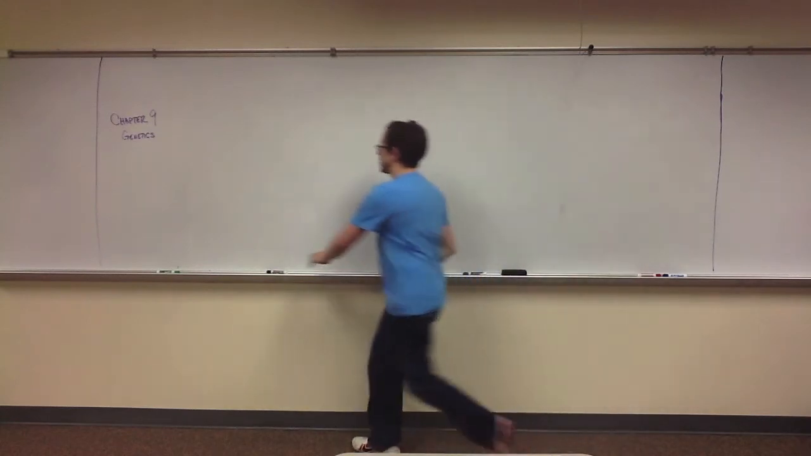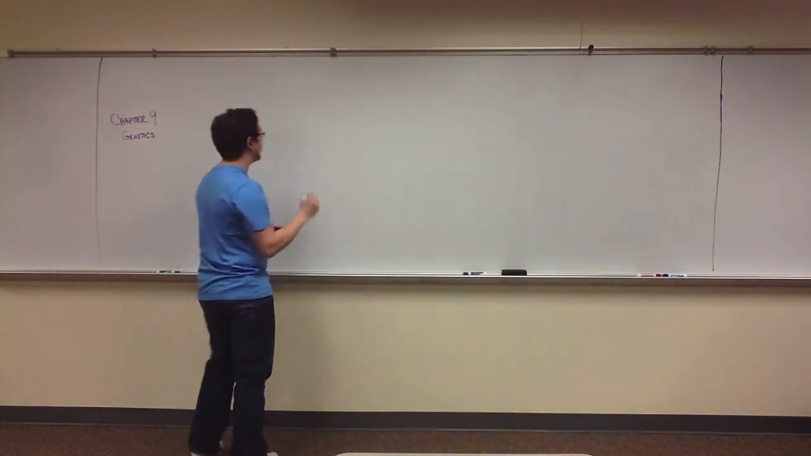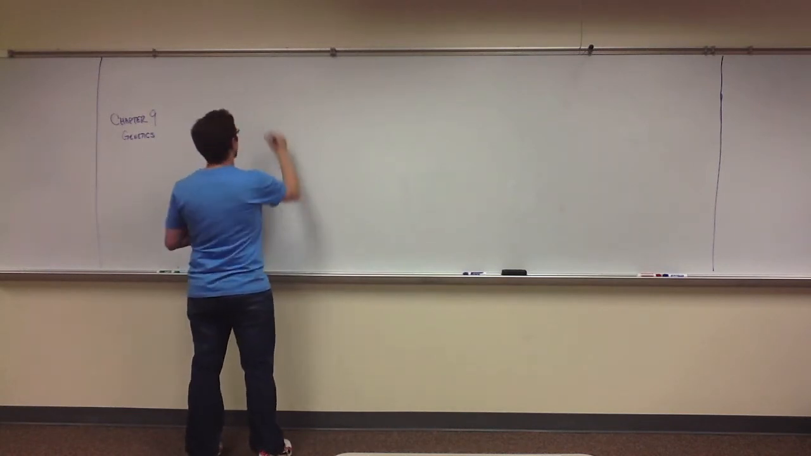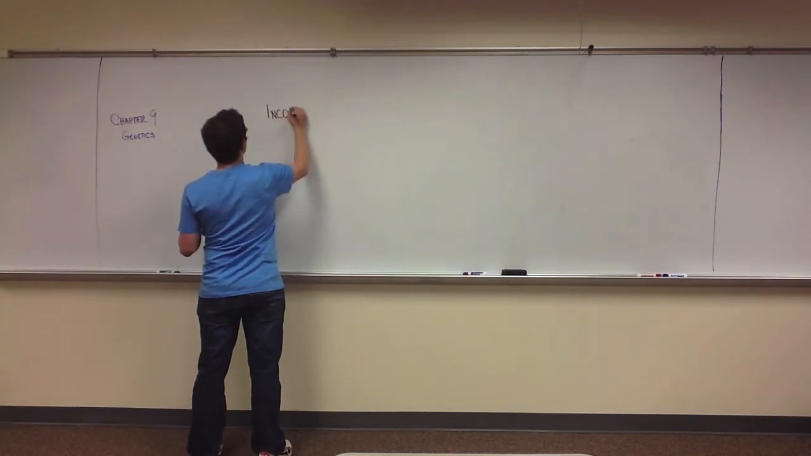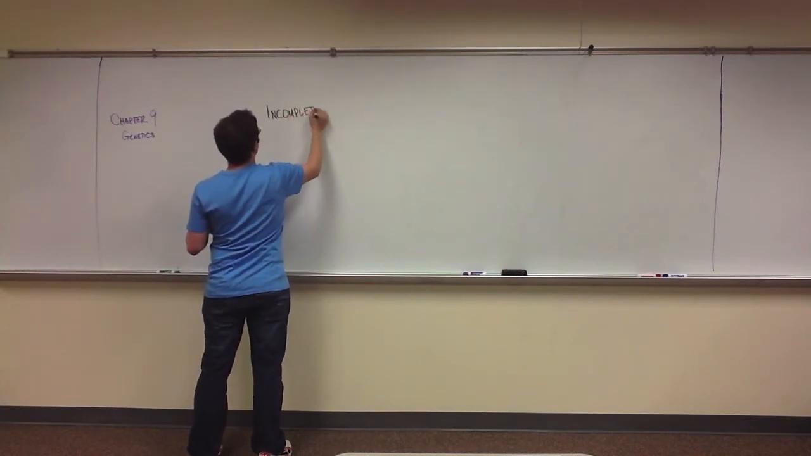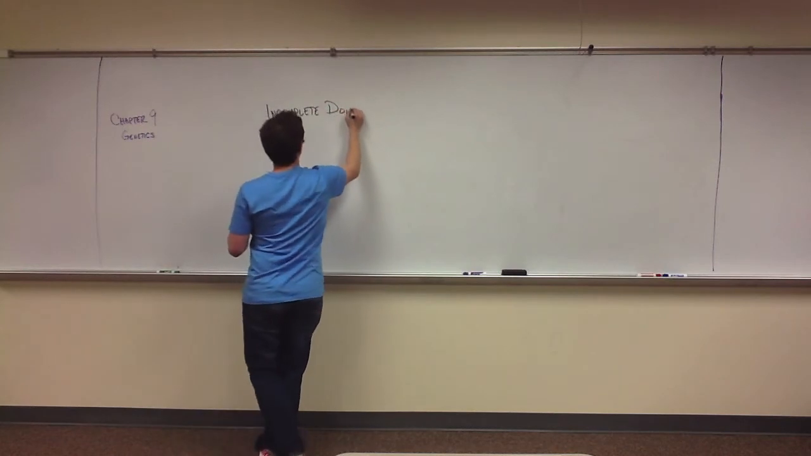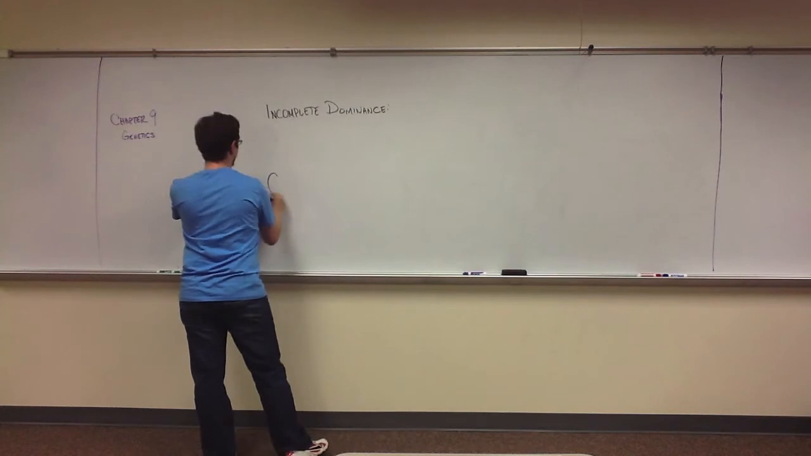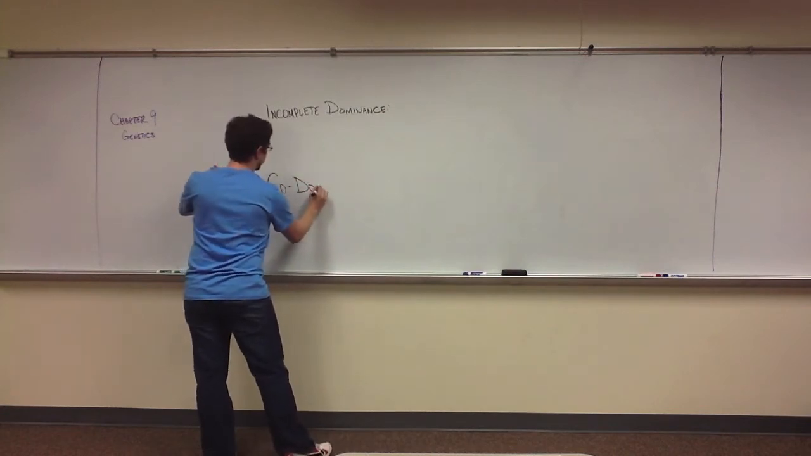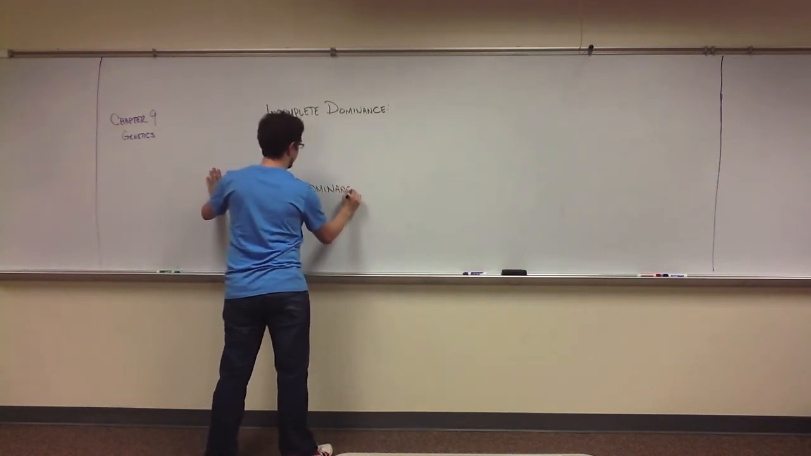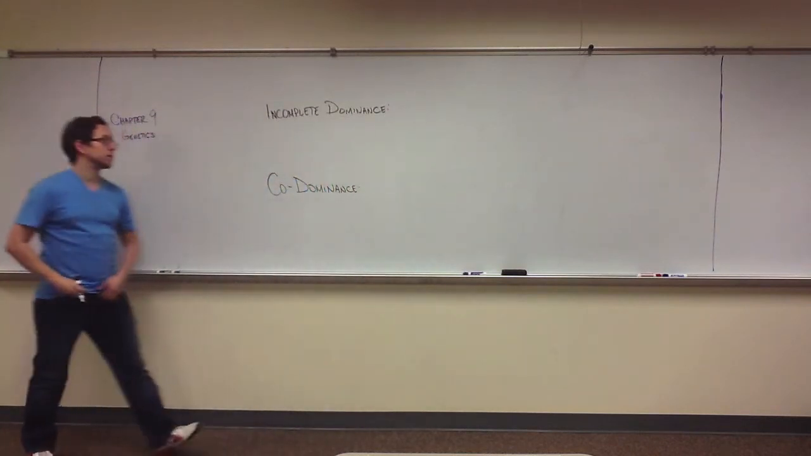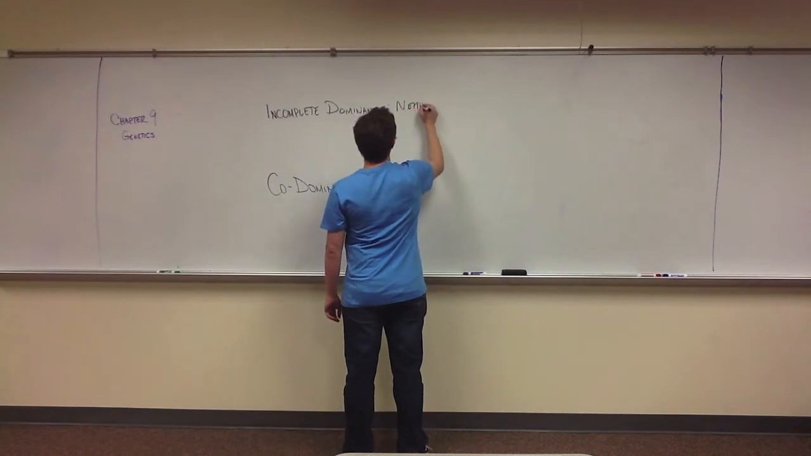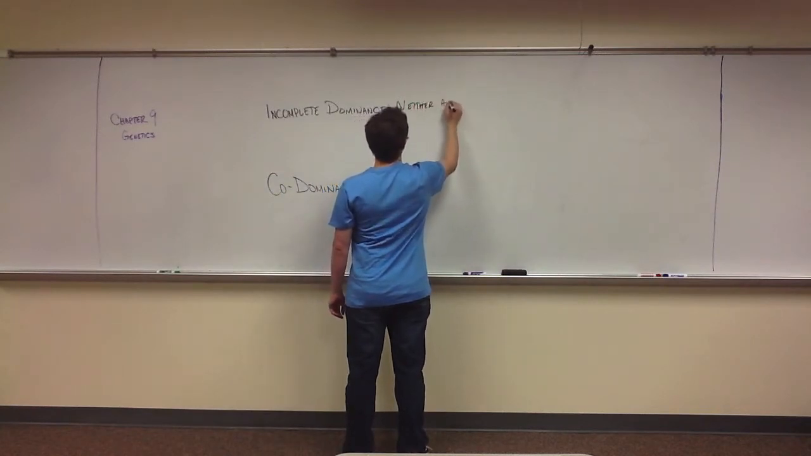Okay, so we learned about two different things in regards to dominance that were exceptions to complete dominance. We had what's known as incomplete dominance. And then we had what's known as codominance. So let's go ahead and talk about these two. So with incomplete dominance, neither allele is dominant.